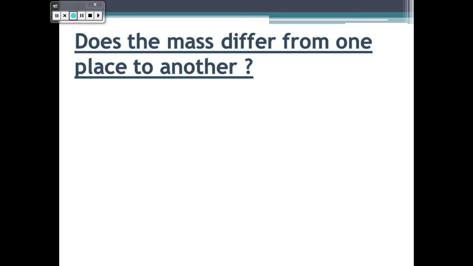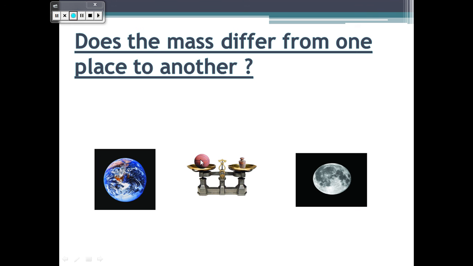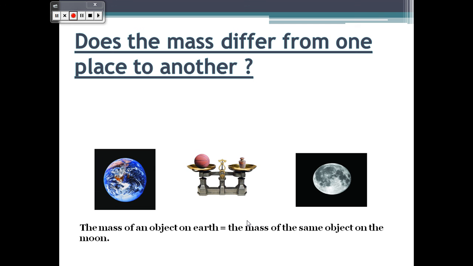And now, does the mass differ from one place to another? We have here a ball. When we measure the mass of the ball on Earth and measure the mass of the same ball on the moon, we will find that its mass on Earth equals its mass on the moon. This means that the mass is constant. Mass is stable. Mass doesn't change by changing place.